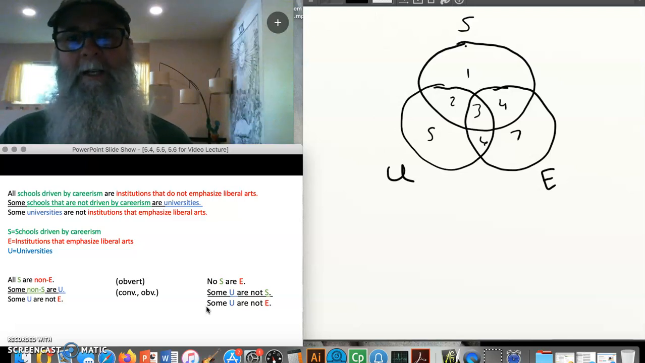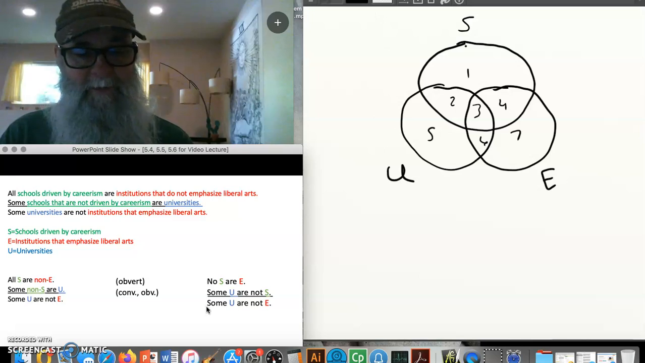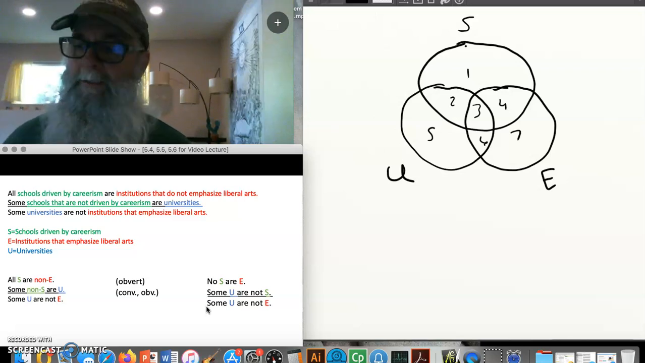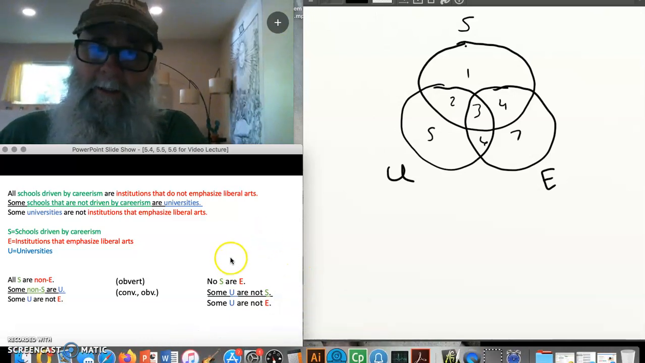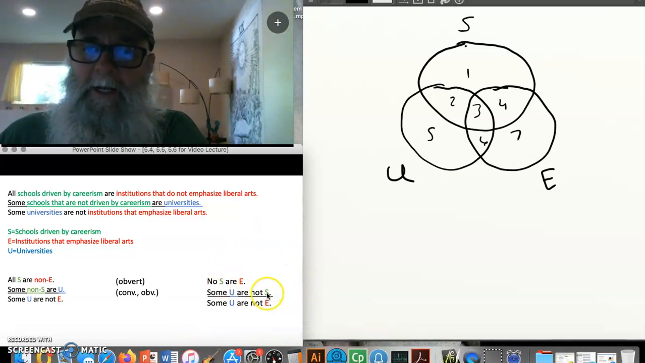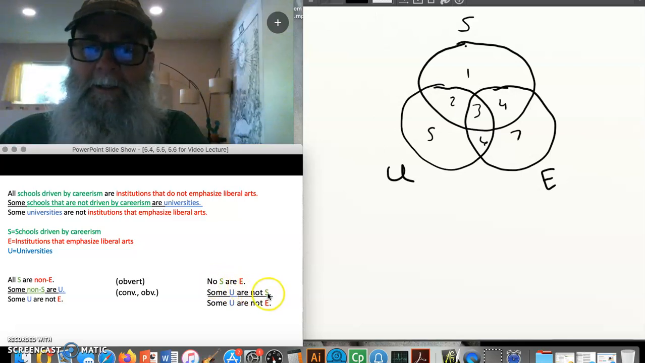And now what I can do is apply my five rules. I know that if this argument doesn't break any of the five rules, it's a valid argument. But if it breaks just one of them, it's an invalid argument. So my first rule says your middle term has to be distributed at least once, and the middle term is this one here, S. It appears in both premises but not the conclusion.